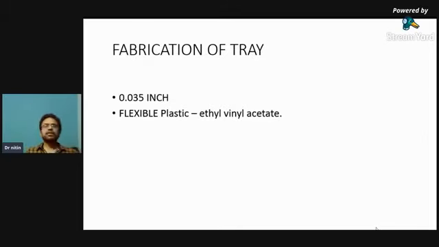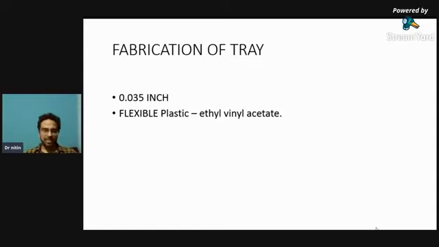In home bleaching, our main role is to fabricate a customized tray which the patient can wear overnight or day according to his or her comfort. The normal size which is used is 0.05 inches. On an average standard 0.05 inch होता है और flexible plastic tray होती है ethyl vinyl acetate की, which you don't have to make, you just have to take an impression, send it to the lab.